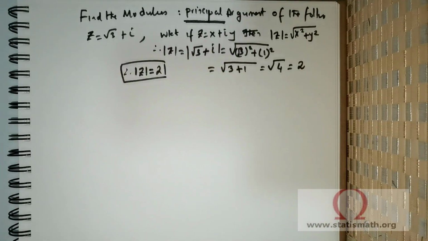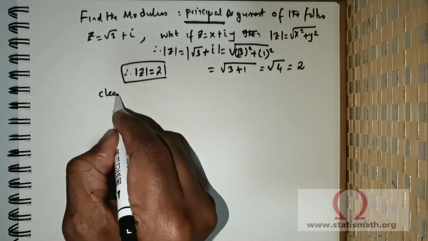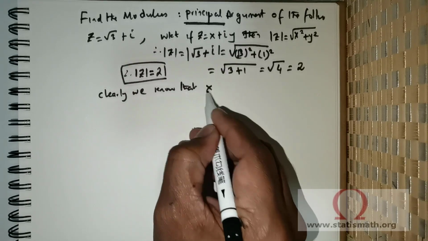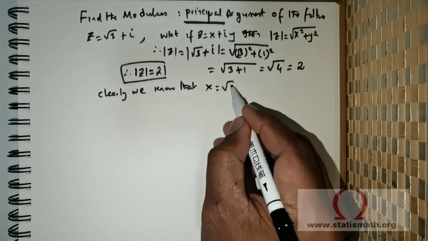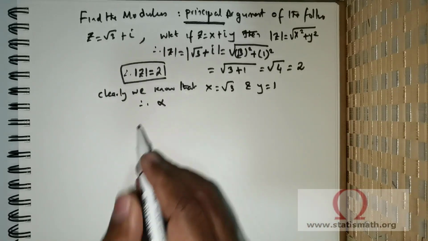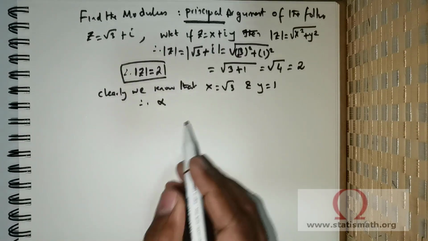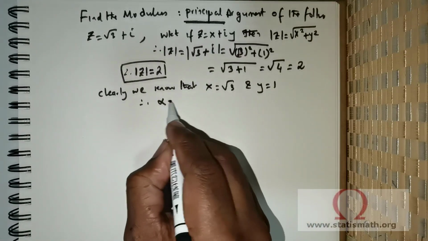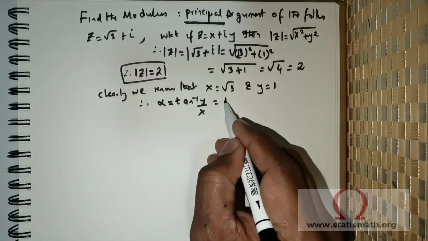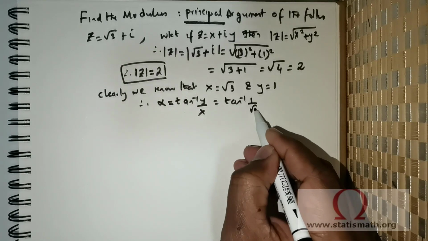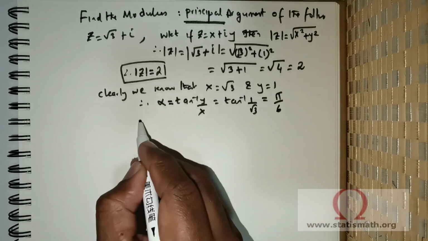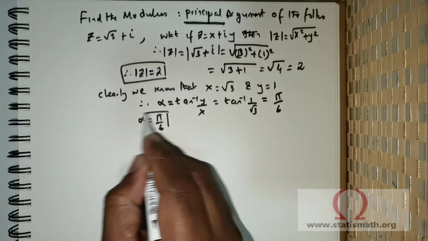Now from here we know clearly that x is equal to root 3 and y is equal to 1. So therefore alpha, we are not finding theta because theta is the principal argument. We can only find alpha from this complex number. So alpha is equal to tan inverse of y divided by x, which is equal to tan inverse of 1 over root 3. Now this value we know to be pi over 6. So alpha is equal to pi over 6.